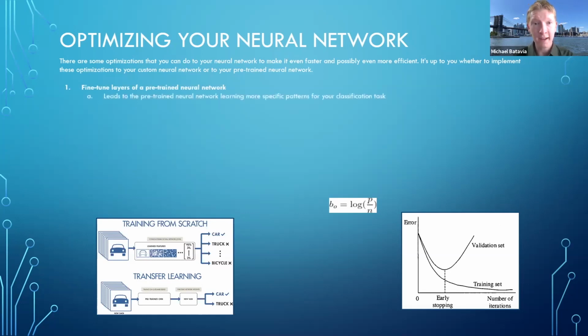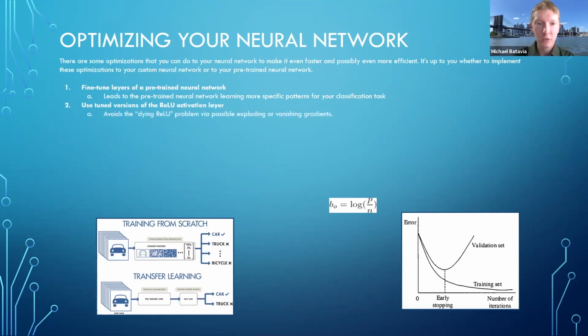The first thing is fine-tuning layers of a pre-trained neural network. Instead of just taking the pre-trained neural network as is, you can do some fine-tuning. It leads to the neural network learning more specific patterns of your task, because it's going to retrain and learn new things instead of just using the things it's already learned.